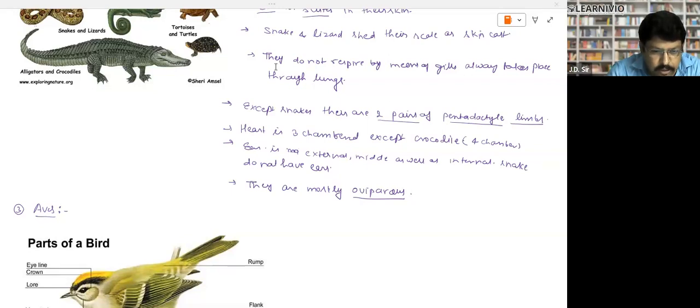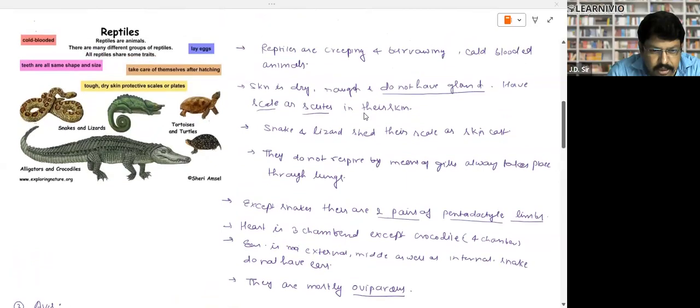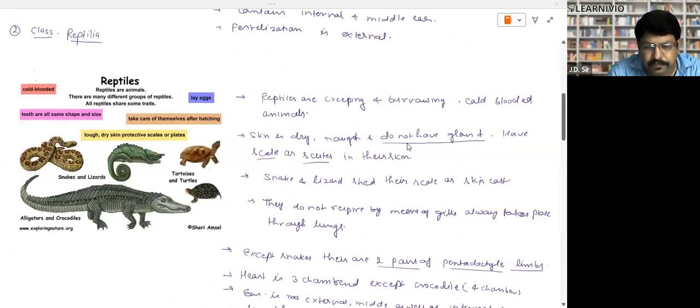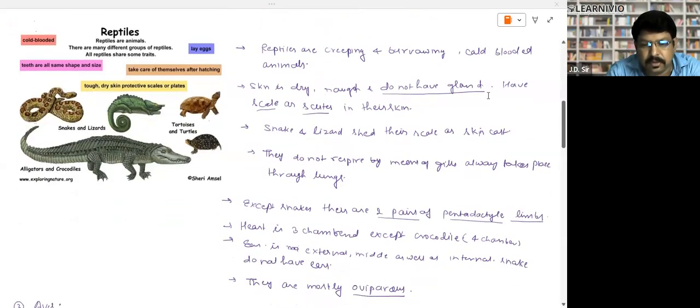Second and third point again. The second point is that skin is dry, rough, and does not have gland. They have scale or scutes, this design, in their skin. The third point is snake and lizard shed their scale. They shed their skin as a skin cast. After a particular time, they shed the dead part of the skin.